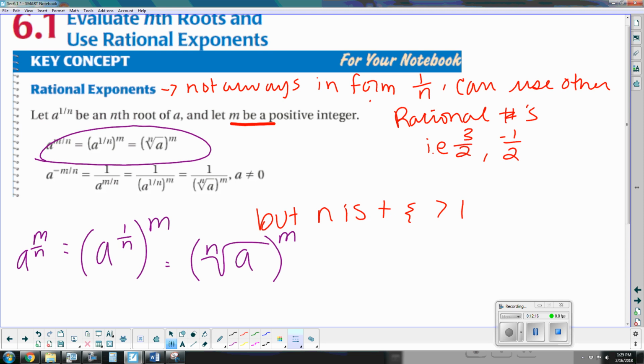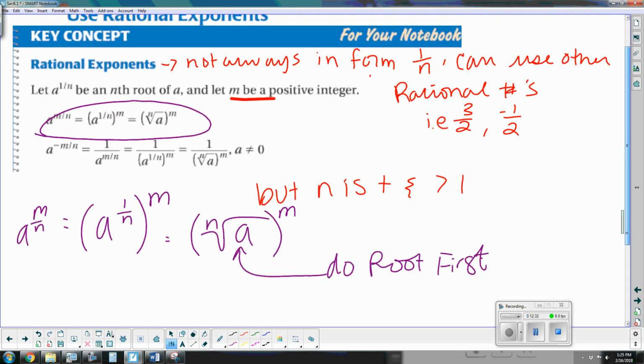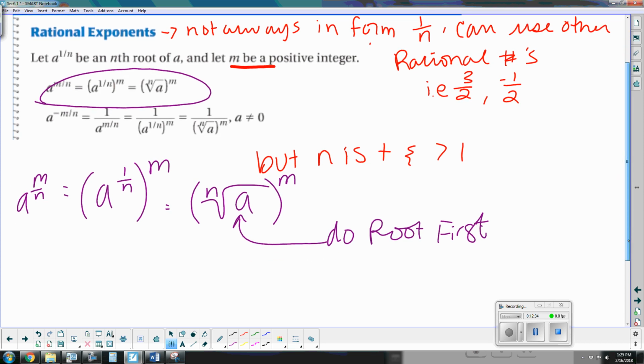When you simplify this, you would want to make sure that you do your roots first. And that's part of your order of operations. You do what's in parentheses first. So you take the nth root of a, and then take the result of that to the m power.